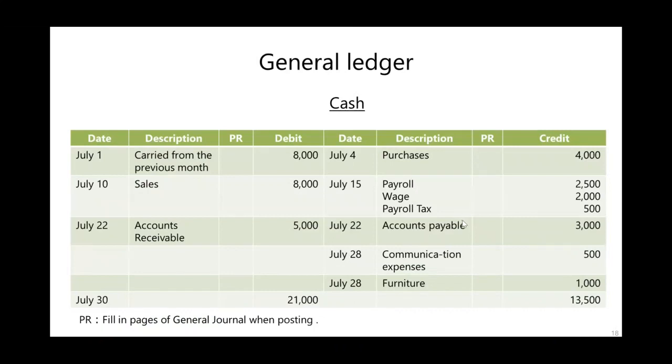So on July 15th, the salary expense was recorded, a total of 5,000. On July 22nd, accounts payable was paid for the amount of 3,000. On July 28th, communication expense of 500 was paid. So for cash, maybe it looks very easy because the transactions can be imagined. Let's look at the accounts receivable.